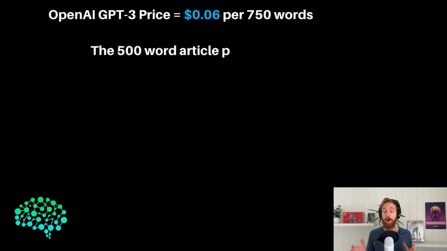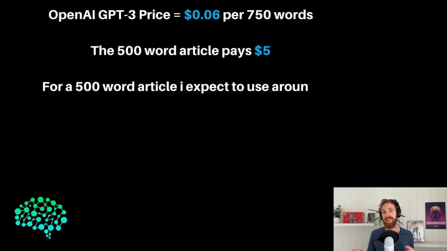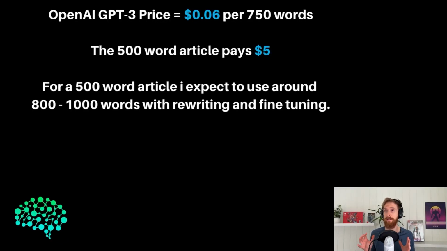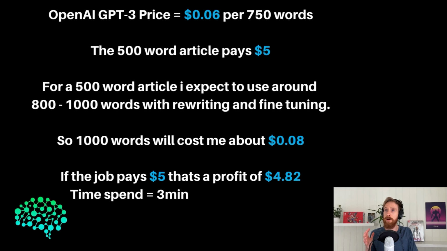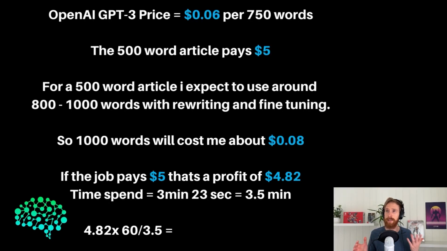Okay, so it's time to do some calculations to find out how efficient we were with the first job we did, the 500 word article. So the OpenAI GPT-3 price is $0.06 per 750 words. And the 500 word article job paid $5. So for a 500 word article, I expect to use around 800 to 1000 words with the rewriting and the fine tuning. I guess we didn't do that in this case, but usually 1000 words will cost me about $0.08. So if the job paid $5, that's a profit of $4.82.